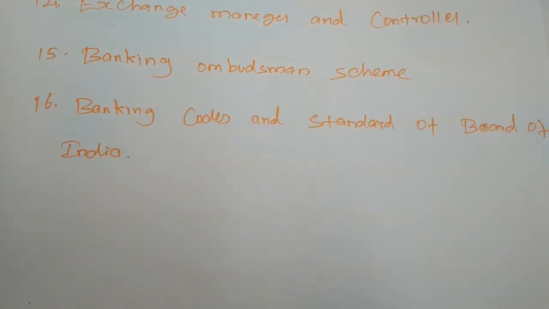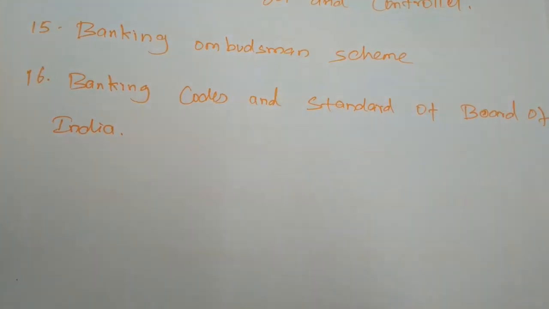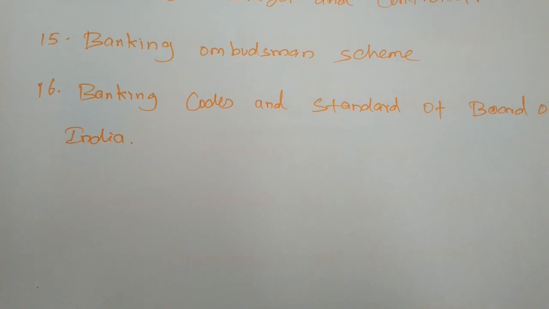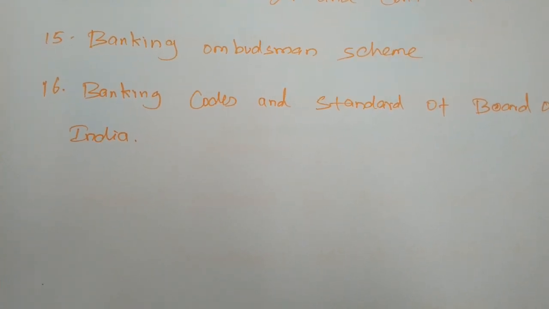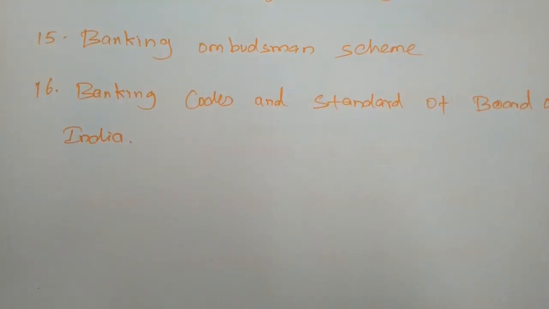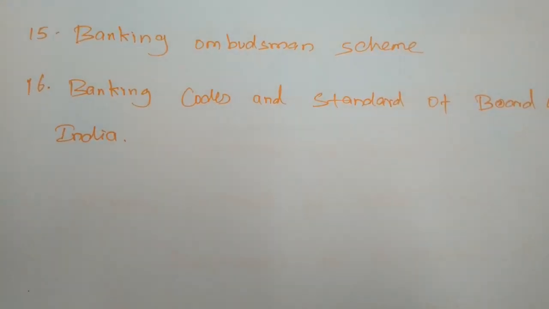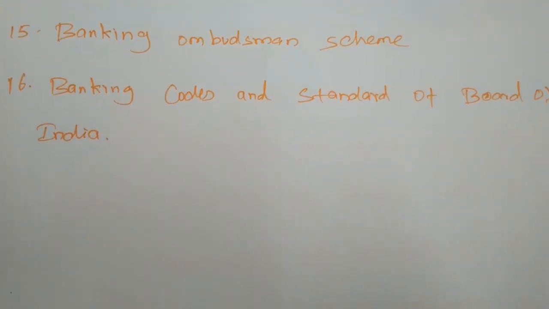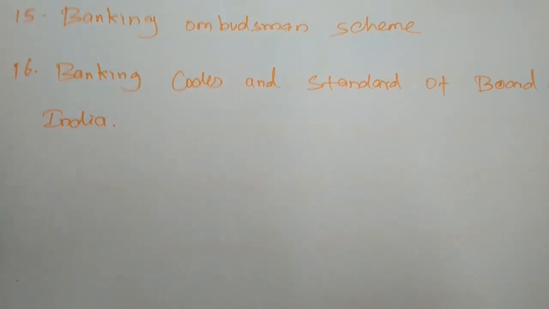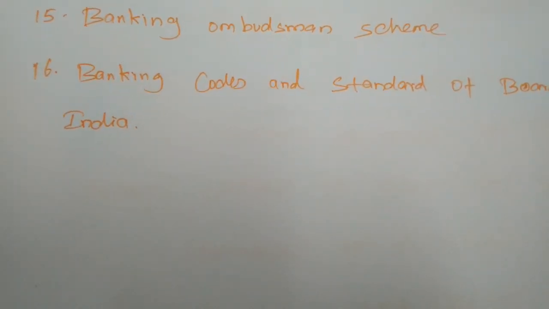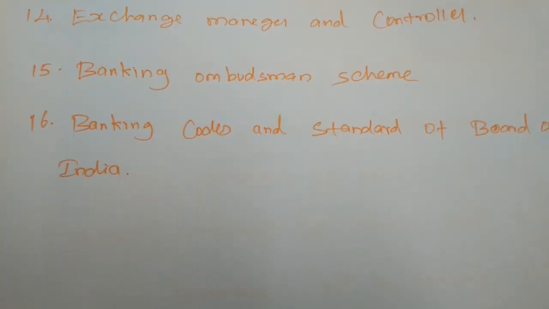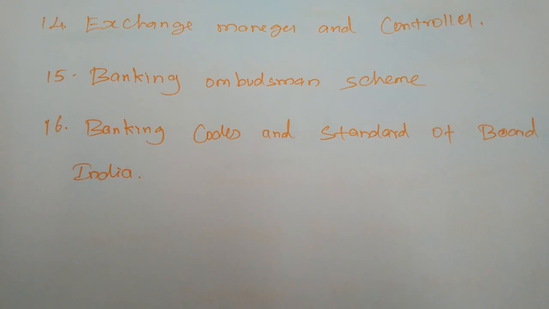Next, Banking Codes and Standards Board of India. To measure the performance of banks against codes and standards based on established global practices, the RBI has set up the Banking Codes and Standards Board of India. If any banking standard is not satisfied, the Reserve Bank of India will provide codes and standards. So last point, I will tell some details about the data.